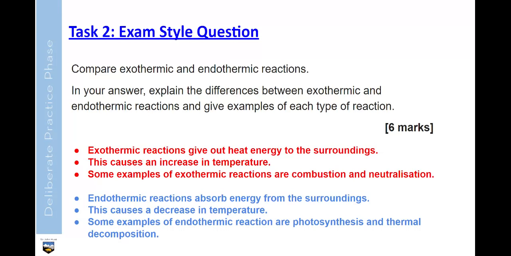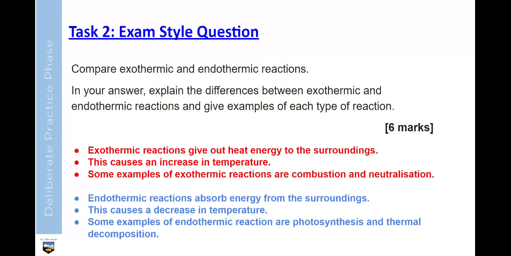So it says, exothermic reactions give out heat energy. This causes an increase in temperature. Some examples of exothermic reactions are combustion and neutralization. Endothermic reactions absorb energy, so they take heat energy in. This causes a decrease in temperature. Some examples of endothermic reactions are photosynthesis and thermal decomposition.